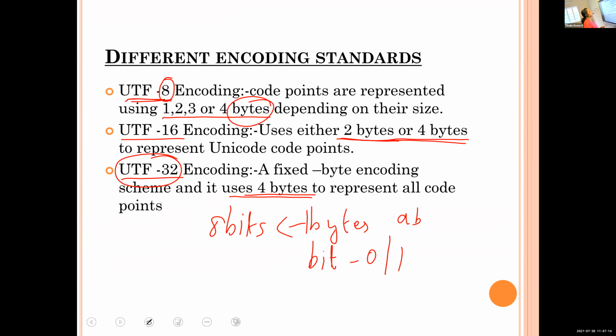Any doubt regarding this coding, ASCII, ISCII and Unicode? So our first chapter is over. Then we are starting our next chapter, which is based on Python. We are starting Python after the test paper.